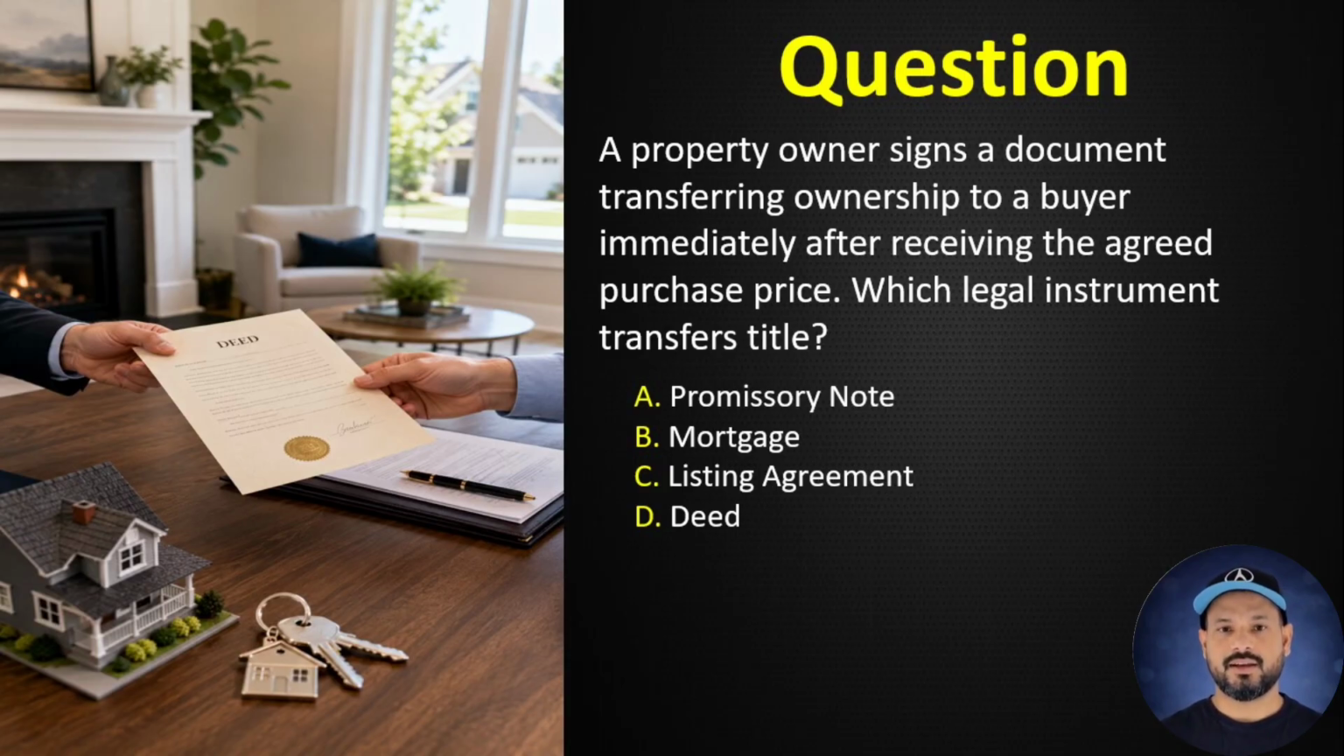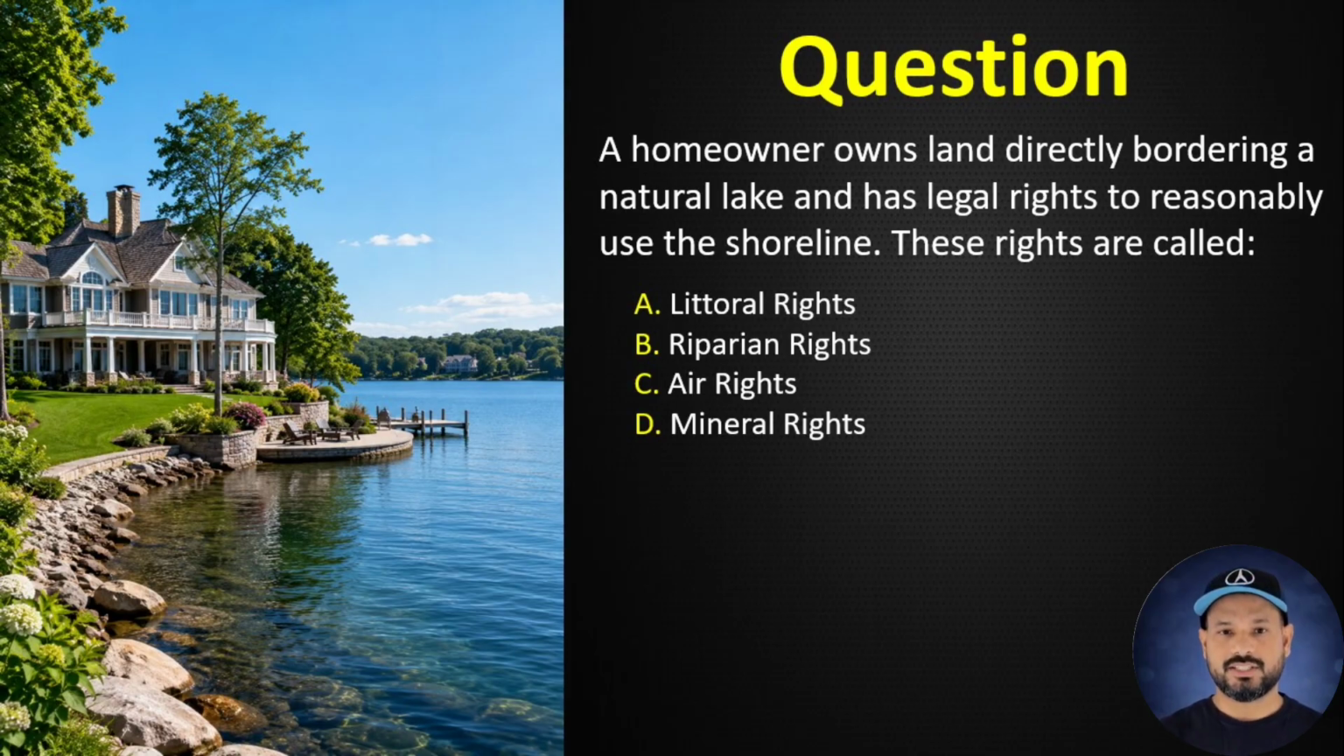Question number 5. A property owner signs a document transferring ownership to a buyer immediately after receiving the agreed purchase price. Which legal instrument transfers title? A. Promissory note, B. Mortgage, C. Listing agreement, D. Deed. Correct answer, D. Deed.